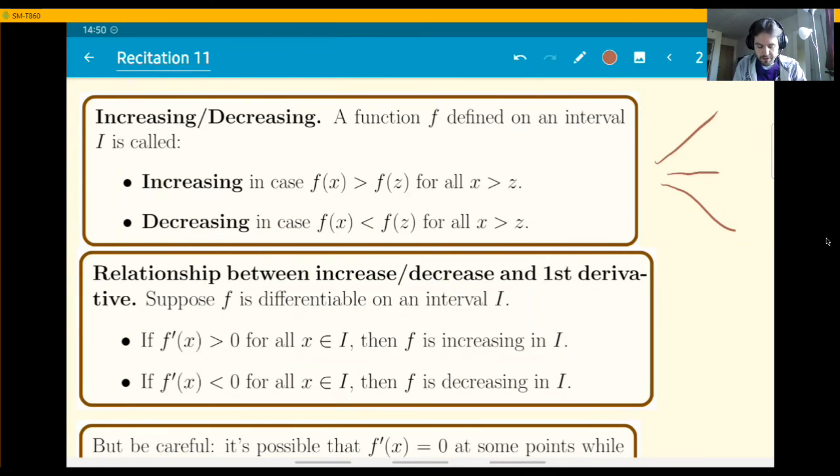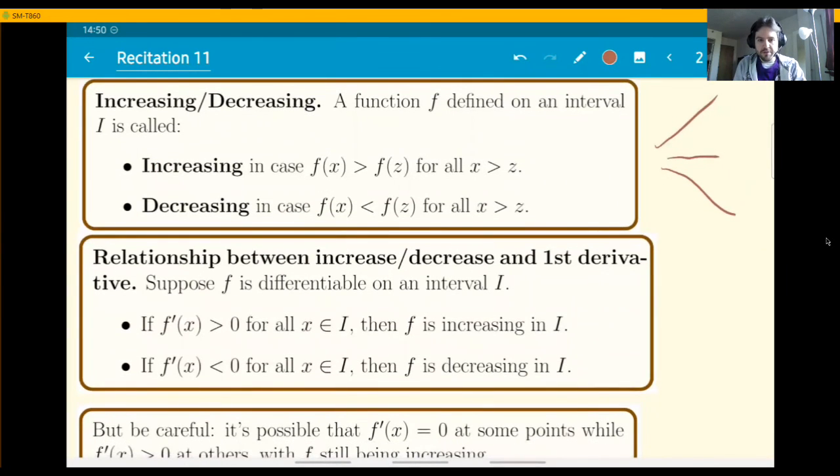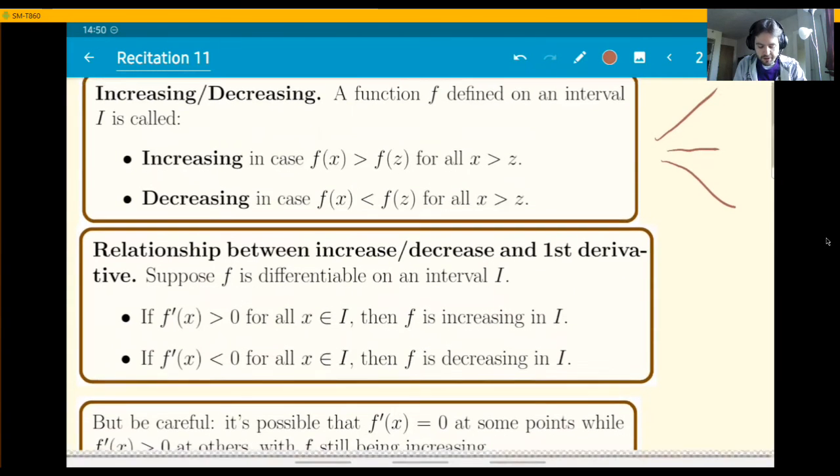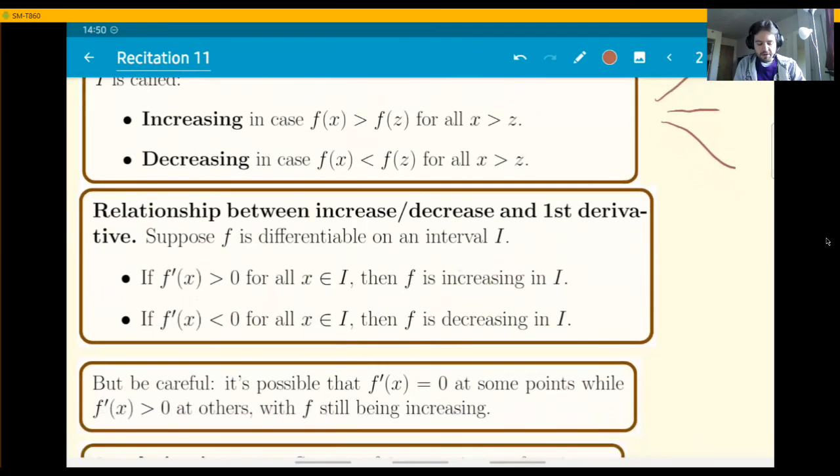Now, there is a relationship between the locations where the function increases and decreases versus the first derivative. And it's the second box here. If you're talking about a function that is differentiable on a certain interval, if the derivative is always positive there, then the function must be increasing. And if it is always negative, the function must be decreasing. So when a problem asks you to find the intervals of increase or decrease, this is usually what you have to do here. Just find the derivative, find the locations where it's positive or negative.